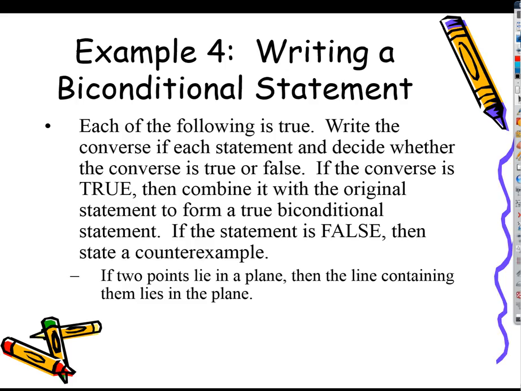If 2 points lie in a plane, then the line containing them lies in the plane. Okay, try to visualize that. So the board is a plane, right? If 2 points lie in a plane, then the line containing them lies in the plane. What would the converse of that statement be? It's kind of, you gotta be a little careful stating it. What do you think? What's the converse gonna be?